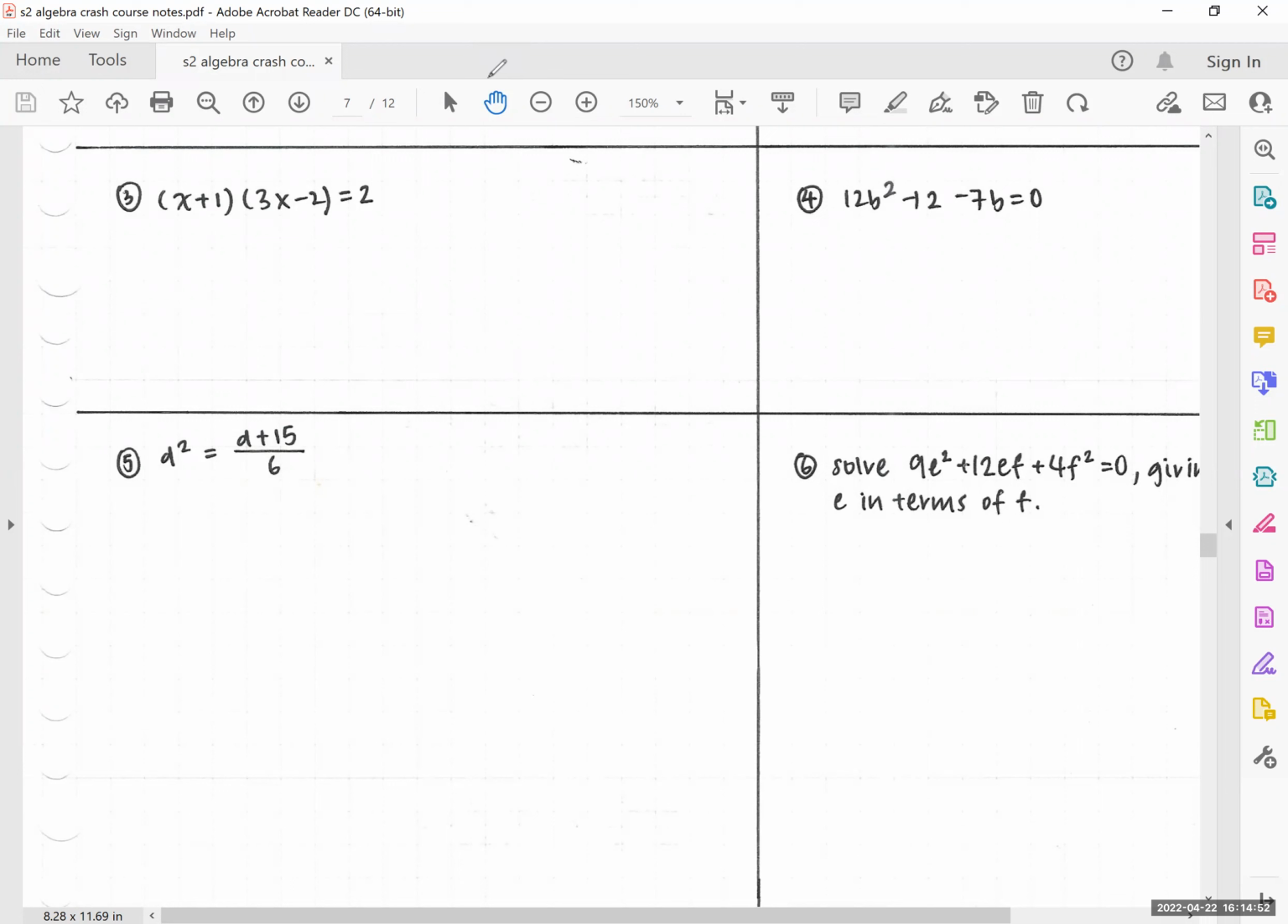Is it only one fraction? Let's look on the left hand side. Is it only one fraction? Yeah. Is it a fraction? How do you make that into a fraction? It's over 1. It's not A, it's D.